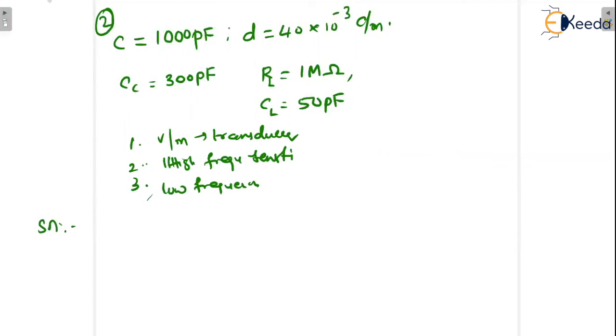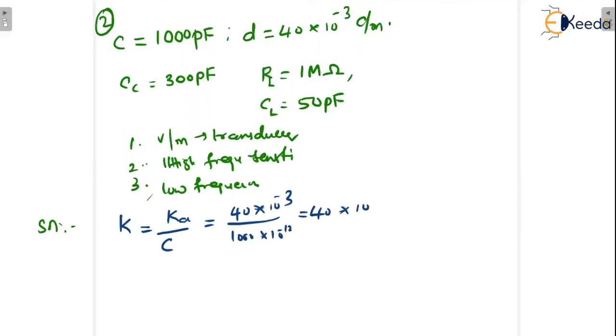Now first take the values. Sensitivity K is given by Ka by C, the capacitance of the transducer. It is 40 into 10 power minus 3 by 1000 into 10 power minus 12. So this will give you 40 into 10 power 8 volt per meter.